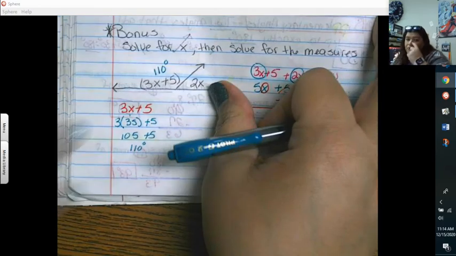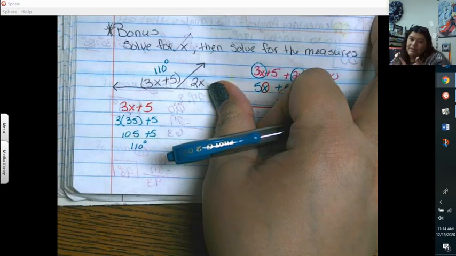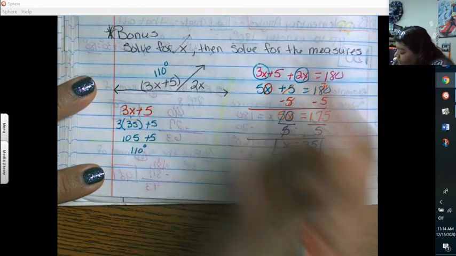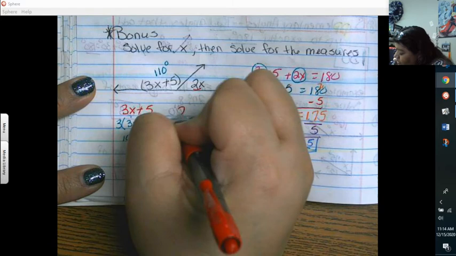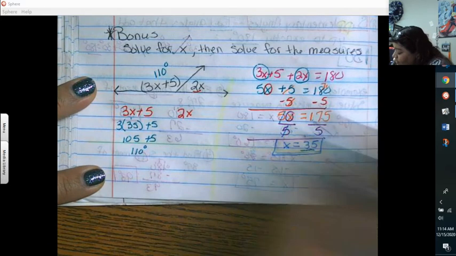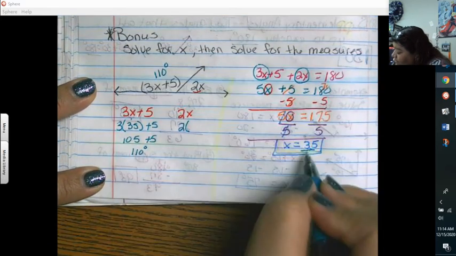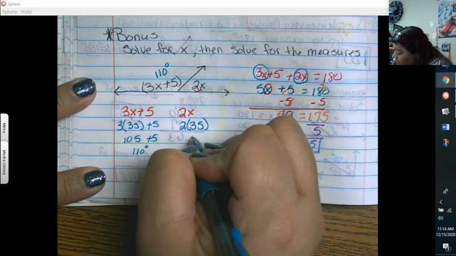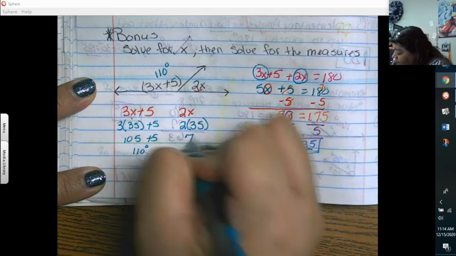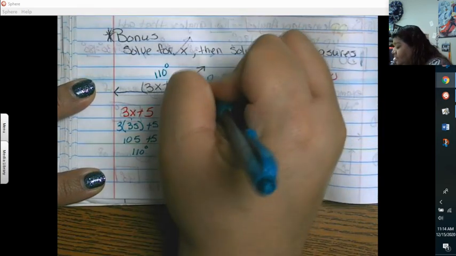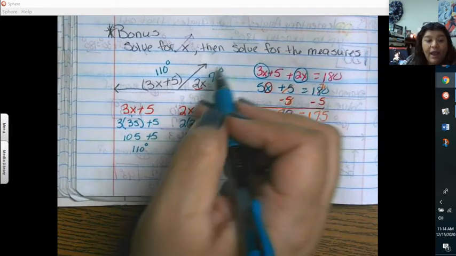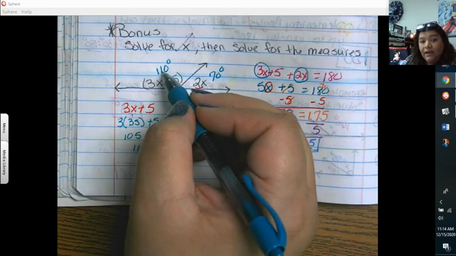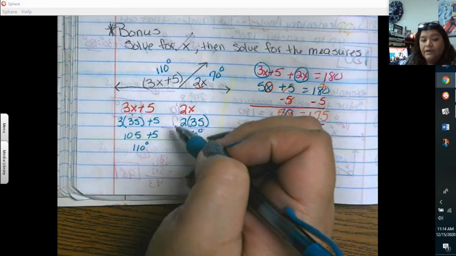And not even having to do the work, I already know that if I do 180 minus 110, I should get 70. But watch. So over here, it's 2 x's. So 2x. Let's substitute in. The x is 35. And 2 times 35 is 70. So this is 70 degrees. To check if I got it right, this is a straight angle. These are supplementary angles. So 110 and 70 does give me 180 degrees.